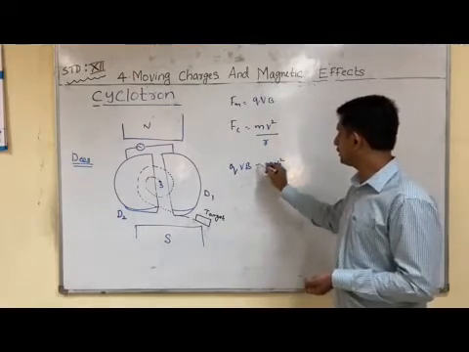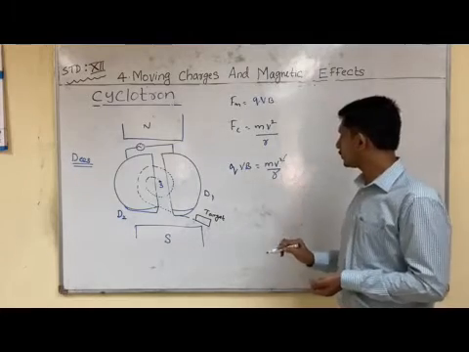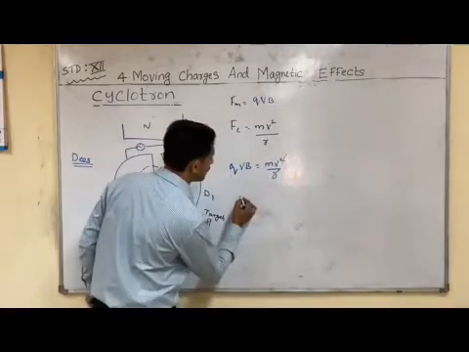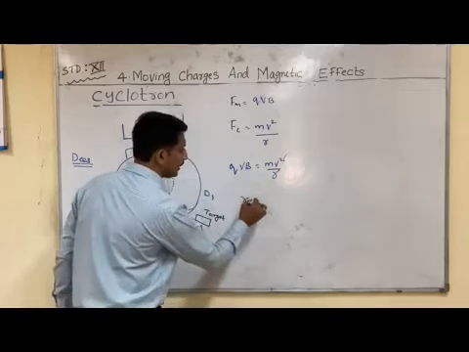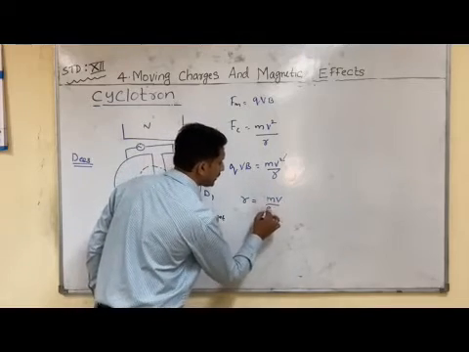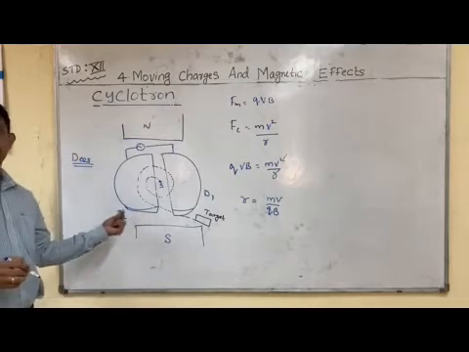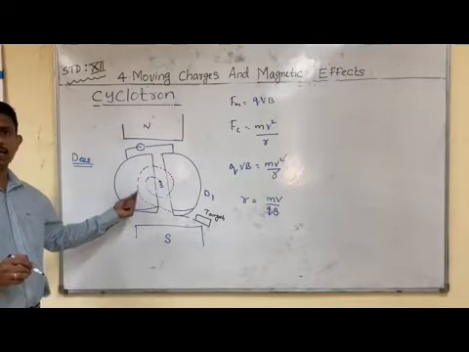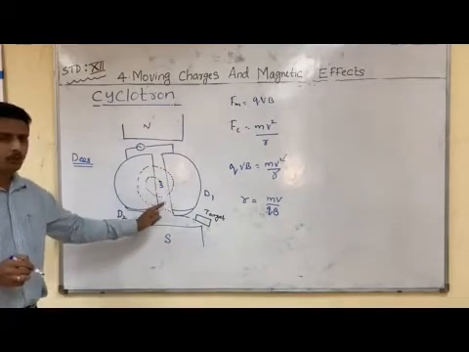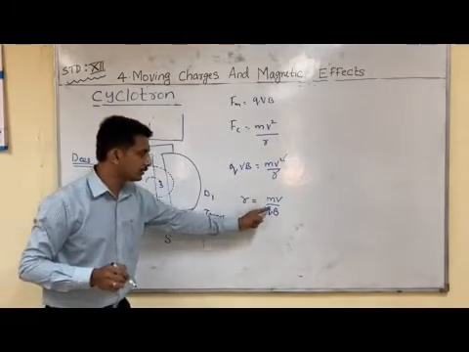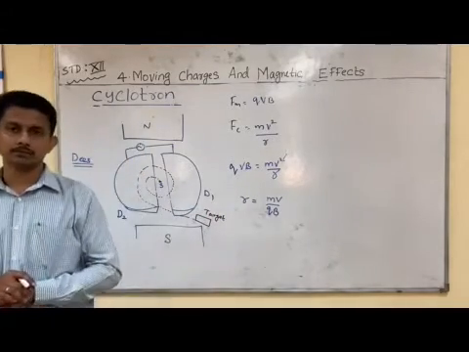We can cancel v from both sides. So the equation becomes R is equal to mv divided by qB. This is the radius of the circular path taken by the charged particle which is moving inside this disc. R is equal to mv divided by qB.